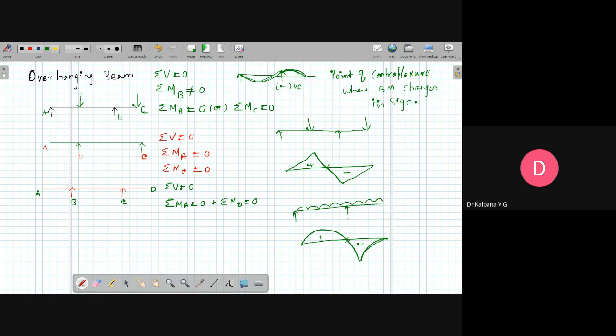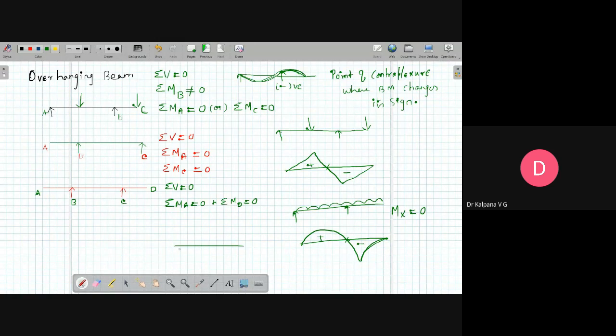So the bending moment changes its sign over here. This will not be exactly at the support, somewhere near the support. So you need to find out the point at which the bending moment changes its sign. For that, write Mx equal to 0. Consider any section XX at distance x, write the moment equation and equate it to zero. You will get the x value, and that is the point of contraflexure, right?